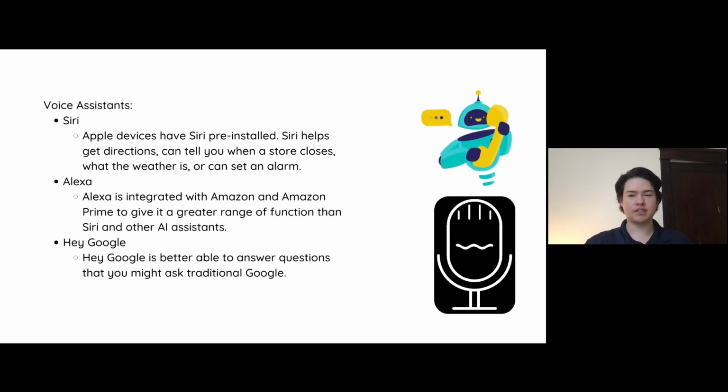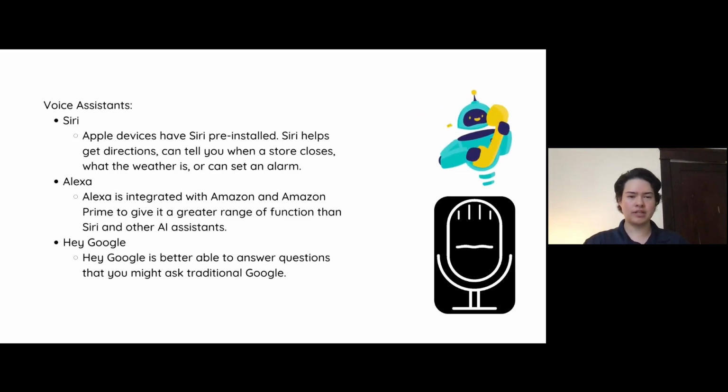That's asking for directions to load maps, if you want to know when a store closes, what the weather is going to look like, or if you want to have it do things for you, play music, set an alarm, things like that. With Google, it's a little bit better able to actually answer questions. You can say, hey Google, when did Julius Caesar rule the Roman Empire? And it'll give you the years for that. Whereas Siri is more likely to just refer you to the source that it finds, but it's still going through the internet and finding something about Julius Caesar and when he ruled the Roman Empire.